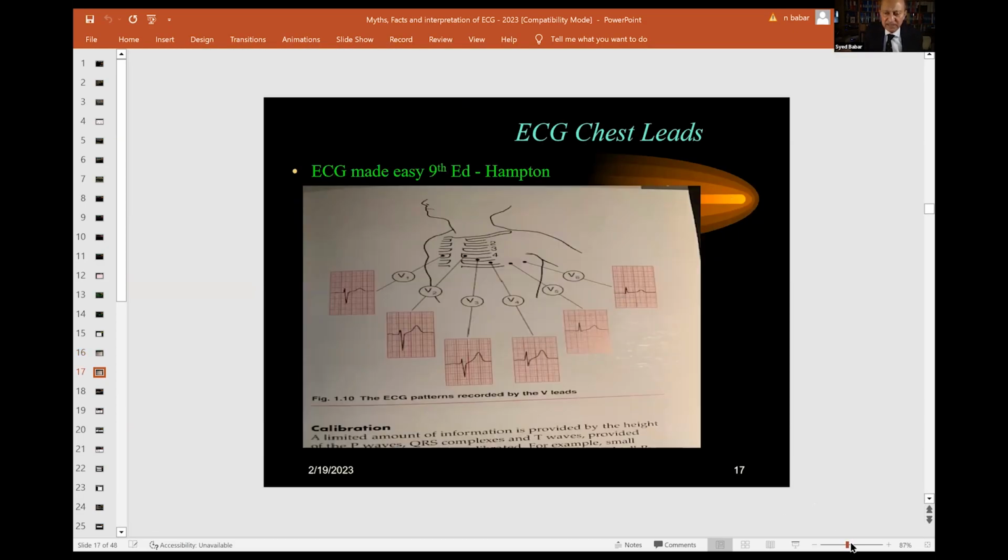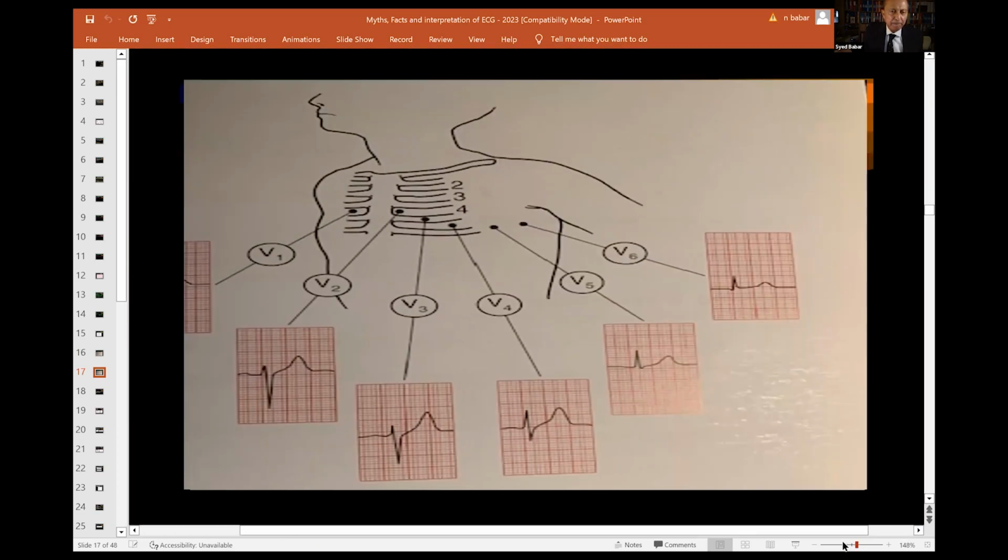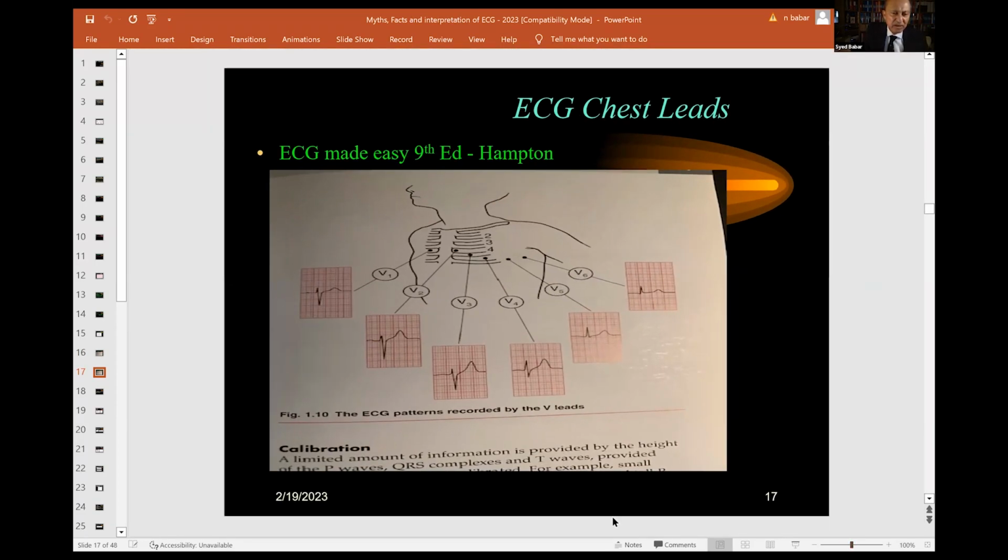So if we look at the chest leads now, V1, which is on the right side, has a predominant S wave, but an upright T wave. And then you can see the progression of the QRS going slightly up as we go from V2 to V3 to V4 to V5 to V6.